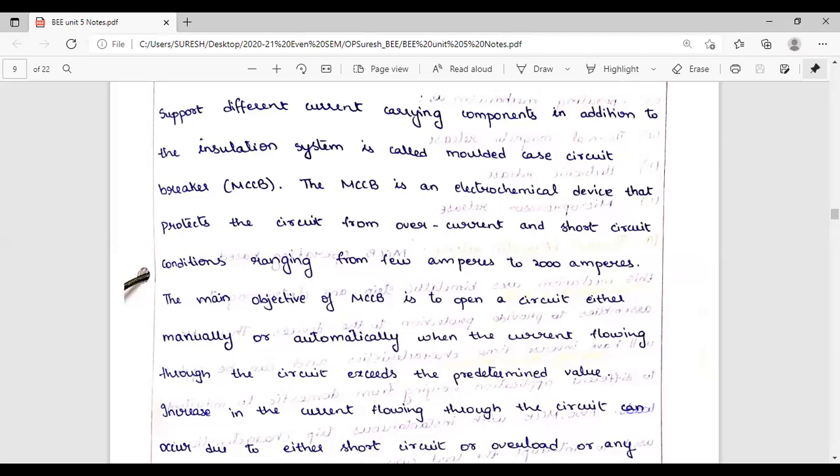Up to 1000 ampere, it will not open the circuit. It will not break the circuit. So if more than 1000 ampere current is flowing, then it will break the circuit. It will open the circuit. Is it clear? What is the meaning of predetermined value and setting? Trip setting. Trip setting is 1000 ampere, let us say.